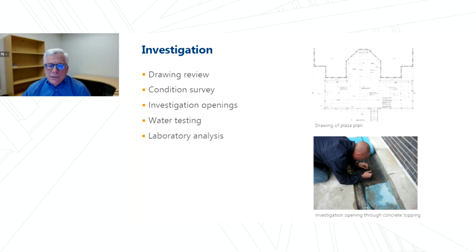Another item to look for with the investigation is typically what type of documents you have. In today's world, it seems like that's gotten much better with regards to digital documents, but you want to look at the original drawings, perform a condition survey, perform investigation openings, and definitely water test, so that if you're going to selectively repair, you're able to find out where the damage is or where the leakage is coming from, and then perform laboratory studies. And really the investigation is the baseline for the quantities of the repair.